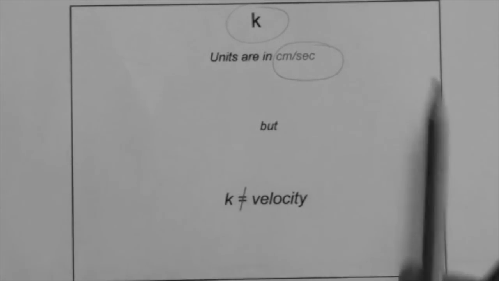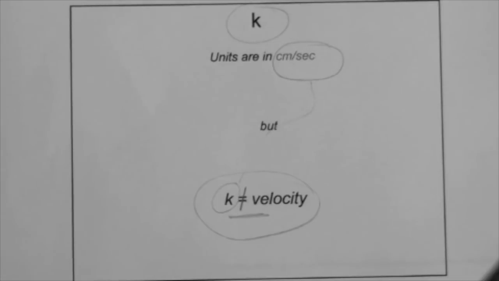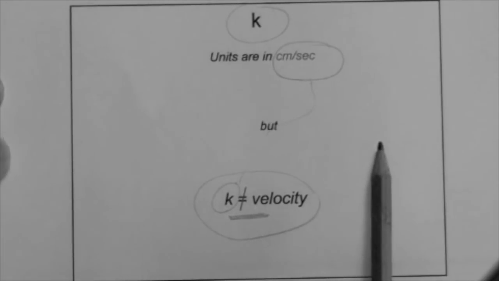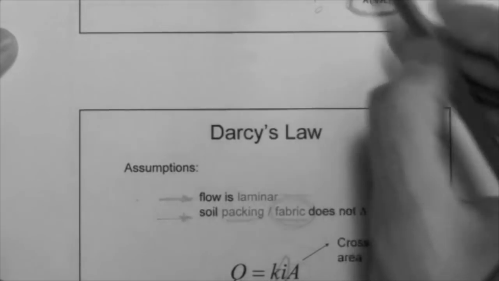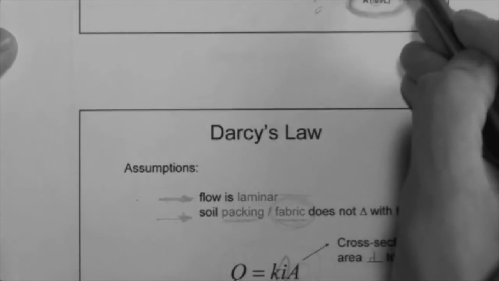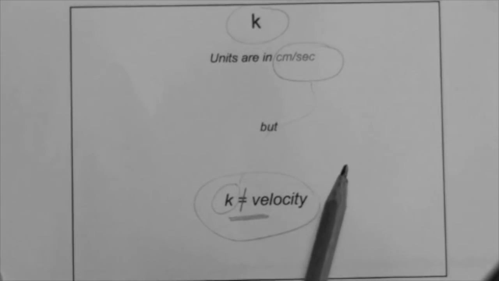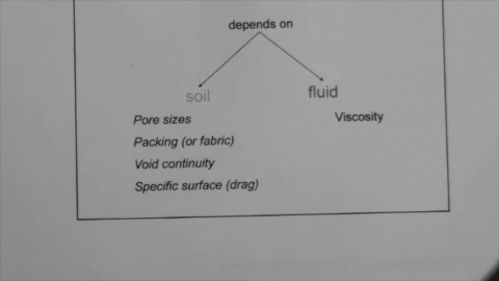Okay? Now, it is important to realize that even though K has units of velocity, it is really not a velocity. It is not the velocity of the fluid. Okay? And I could ask you that on the test. Is K the velocity of the fluid as it flows through the soil? The answer is no. Okay? K is a proportionality parameter. K is the proportion between Q and this group. Proportion. Okay? It is not a velocity. So have that in mind. Next slide.